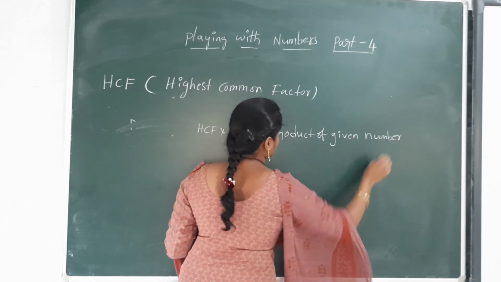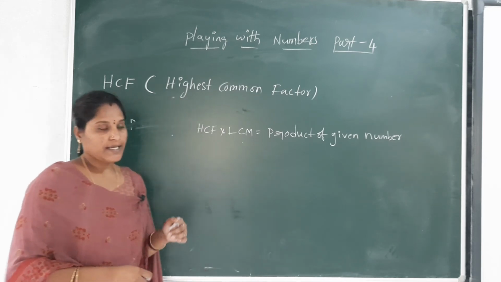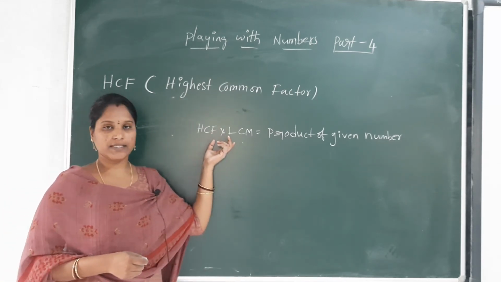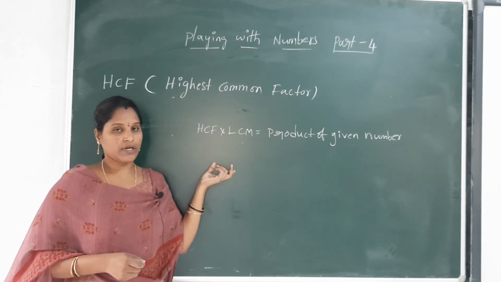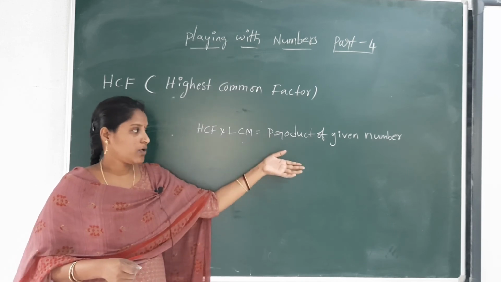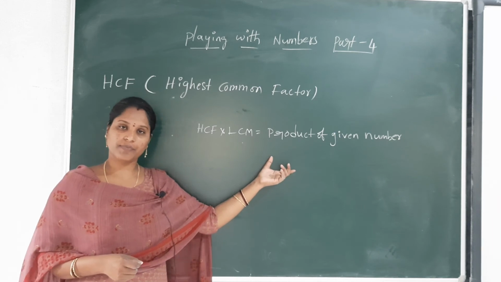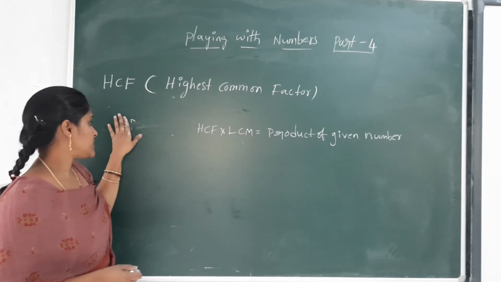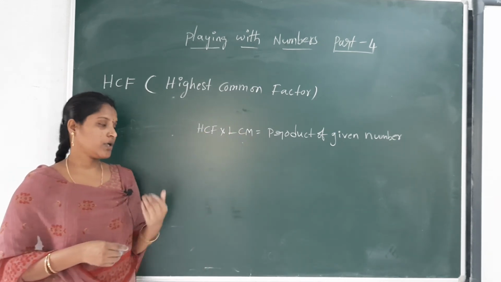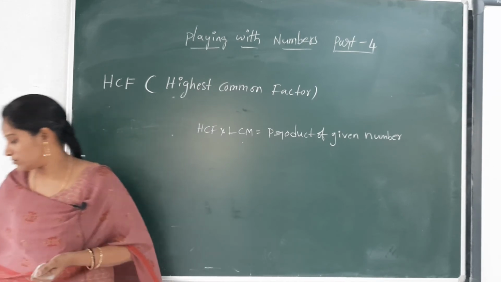We have a relationship between HCF and LCM. If we multiply the HCF and LCM, we get one result, and if we multiply the given two numbers, we get another result. Both results are the same. That is the relationship between HCF and LCM. We have to solve one problem here for clarification.